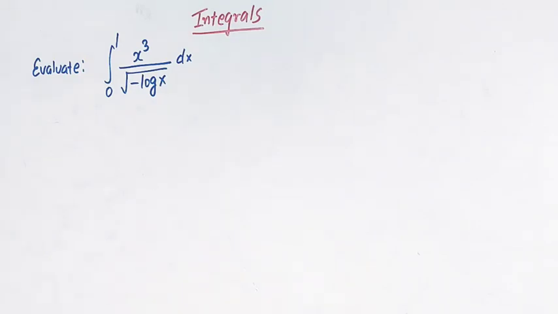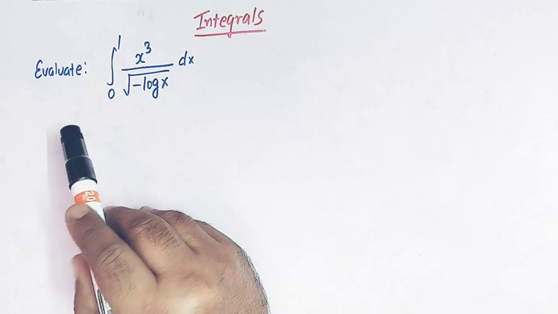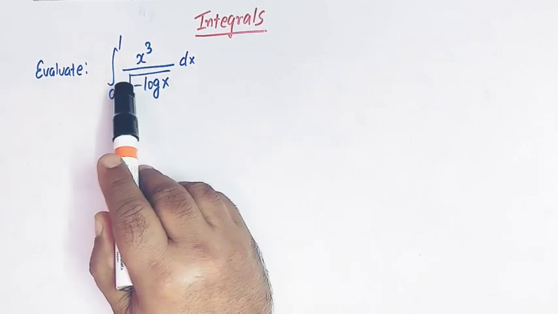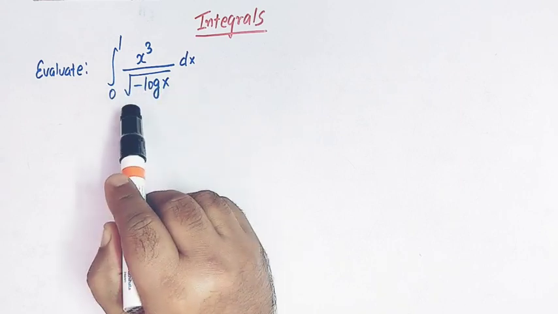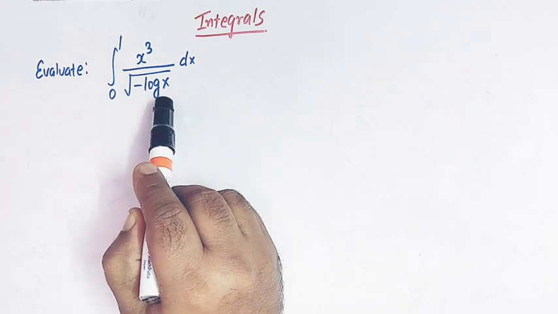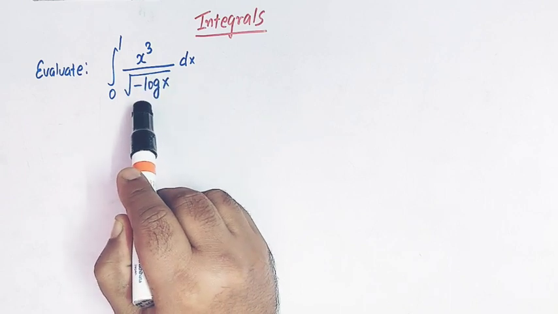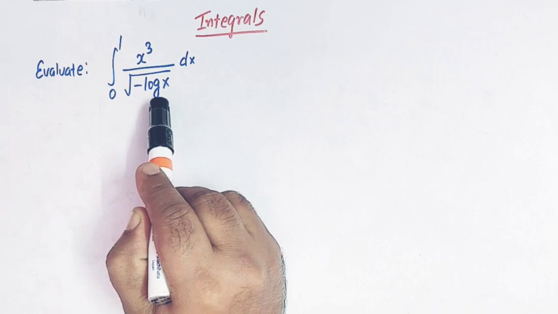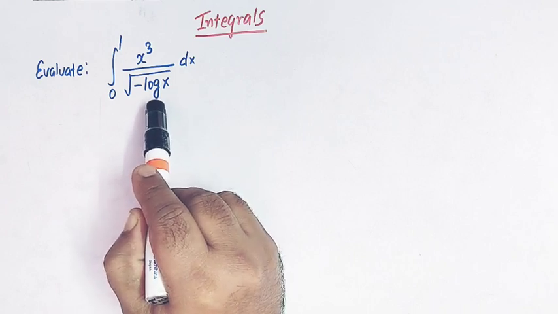Hello viewers, in today's class we are going to discuss yet another important and very interesting definite integral. In this class we are going to discuss this important integral, which is from 0 to 1, and the integrand is x cube divided by square root of negative of log of x. Here log of x is the natural log of x, so the base is e.